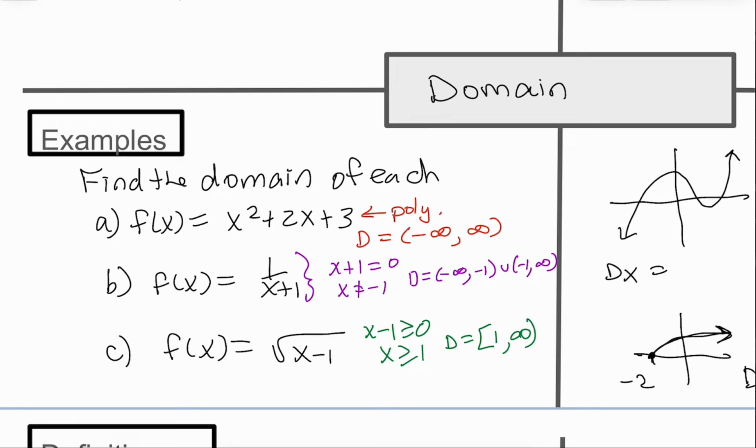So that's how you would deal with algebraic ones. There's not much else I'm going to give you right now as far as domain for an algebraic equation. A polynomial is all real numbers. A fraction, set the bottom equal to 0. That's what you skip. A square root, set the inside greater than or equal to 0. Solve that inequality. That is your domain. So that's the algebra of it.